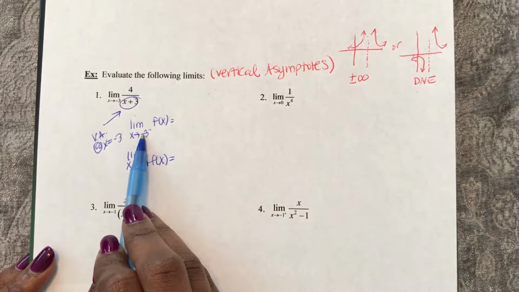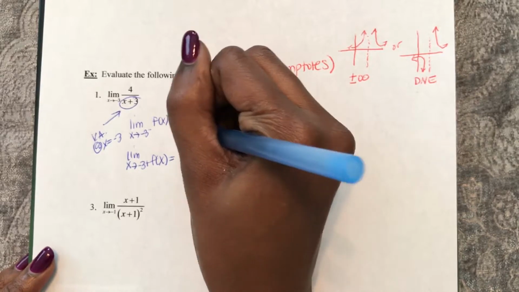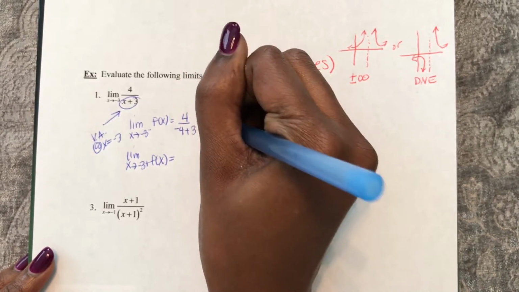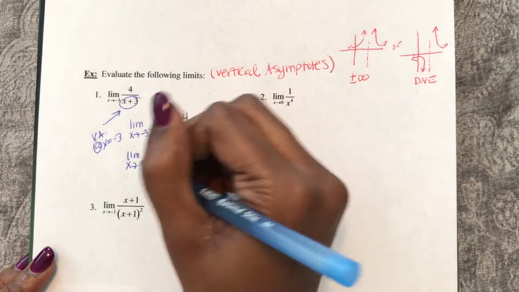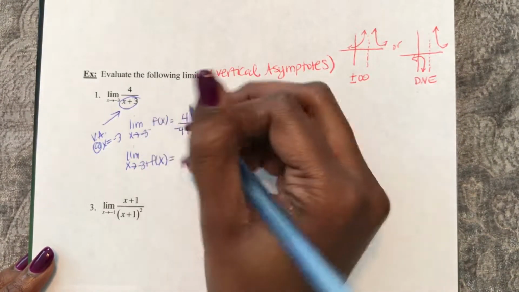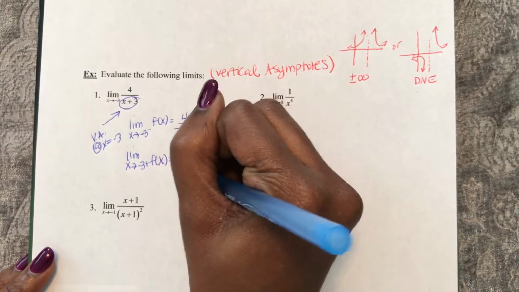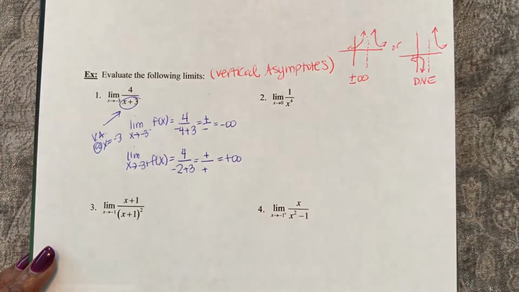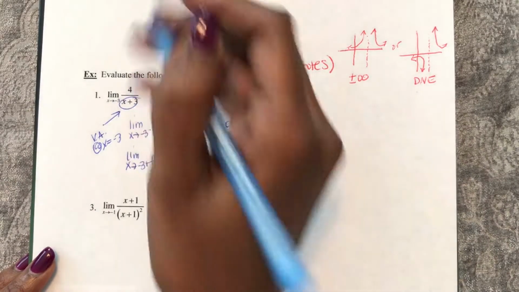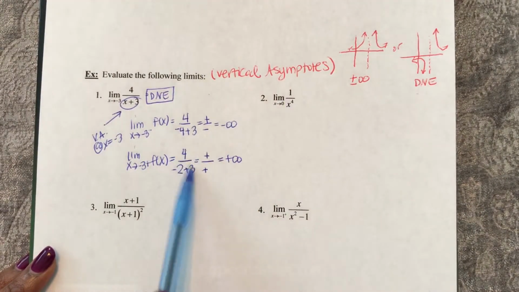A number to the left of -3 could be -4. So that would make 4 over -4 plus 3, which is positive over a negative, which means that's negative infinity. A number to the right of -3 is -2, so that's 4 over -2 plus 3, which is a positive over a positive, which is positive infinity. So therefore, this limit does not exist. But you have to show this work before you can say this.